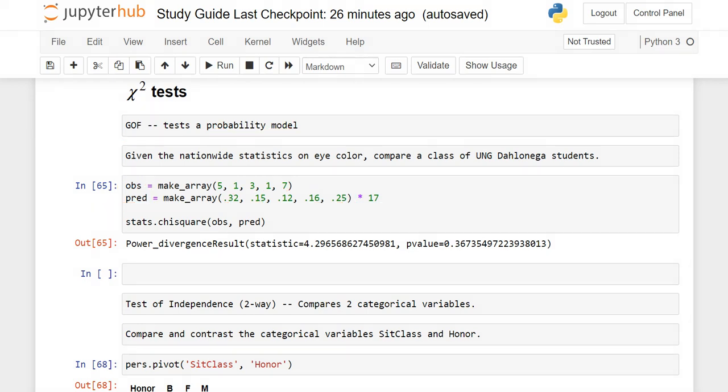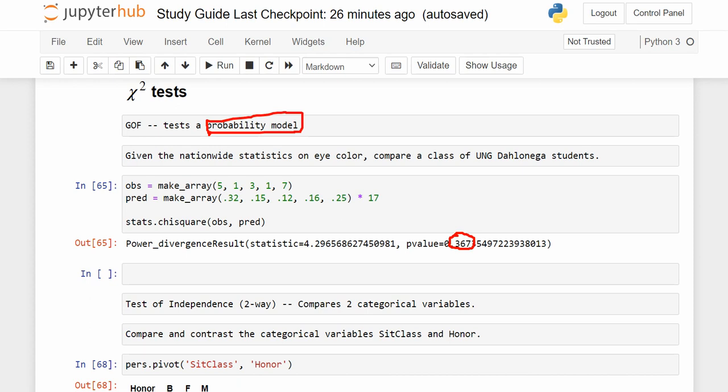And when we run this, we get a p-value of 0.367, which by now I hope you know, since p is not less than alpha, we are going to fail to reject the null. And so that means that we have evidence that the probability model is correct. So chi-squared GOF is a little backwards.